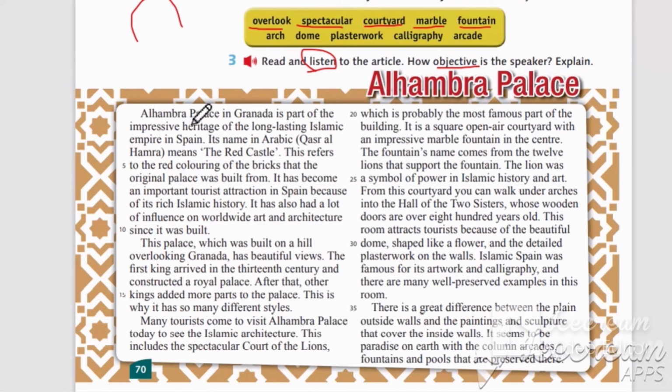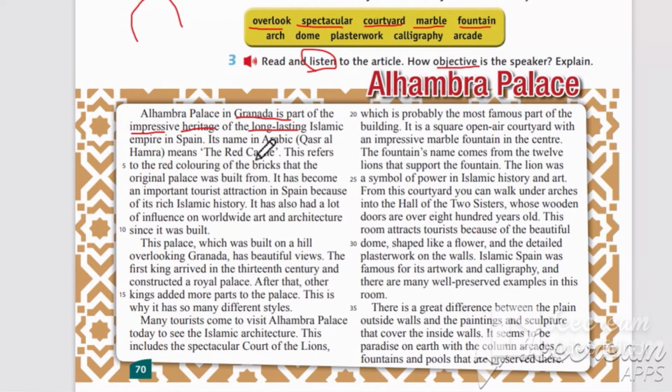Now, Alhambra Palace in Granada is one of the impressive heritage of long-lasting Islamic empire in Spain. Where is Alhambra Palace? In Granada, okay? Is part of the impressive heritage. Impressive, Miss, what does impressive mean? Amazing. Heritage means what? Heritage. Of long-lasting Islamic empire, from the Islamic empire that was long-lasting, that remained for a long time.